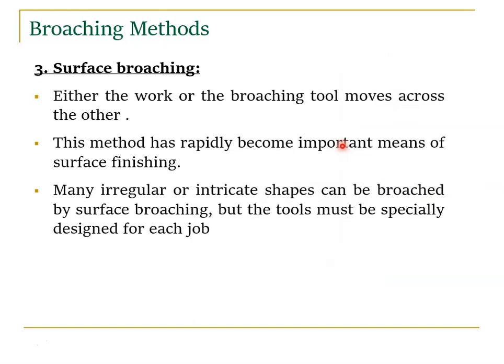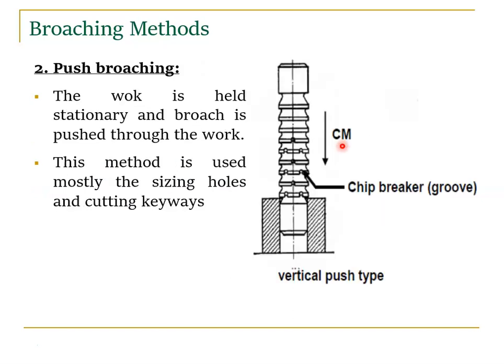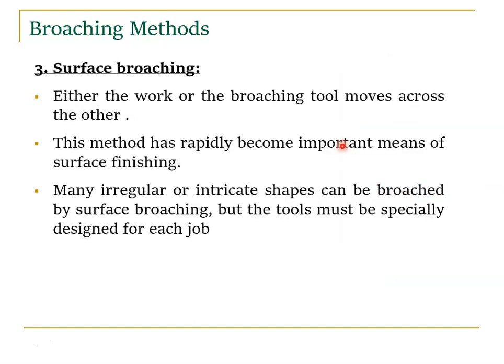The next one is surface broaching. The name implies that it is a function type. If we do surface broaching, I can say it's surface broaching. In the previous 2 cases the work is stationary, and the tool is pulled or pushed, but here either the work or the broaching tool moves across the other. The work may move with the tool stationary, or the tool may move with the work stationary, or both can move. These are surface broaching.